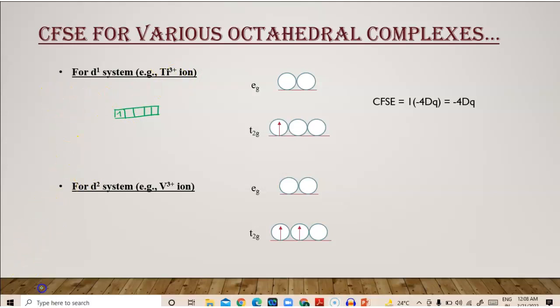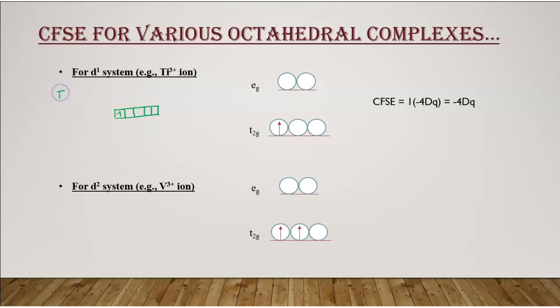Let me write it for you. Titanium actually has the electronic configuration argon, having 18 atomic number, and then 3d2, 4s2. This is the electronic configuration of your titanium metal, and now we have been talking about titanium 3 plus. So 3 electrons will be removed, 2 from your s and 1 from your d orbital. So we are left with 1 electron in d orbital. Like that we can write.